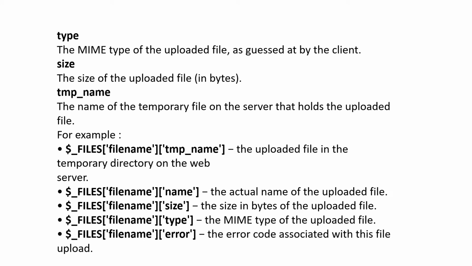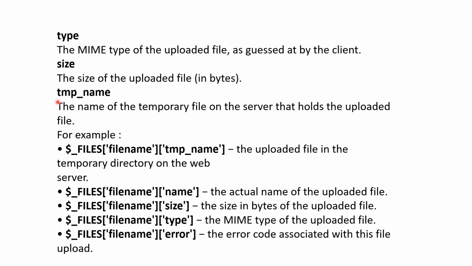The next key is type: the MIME type of the uploaded file, meaning Multipurpose Internet Mail Extension, as given by the client. The next key is size: the size of the uploaded file. If the user attempted to upload a file that was too large, the size is reported as 0.